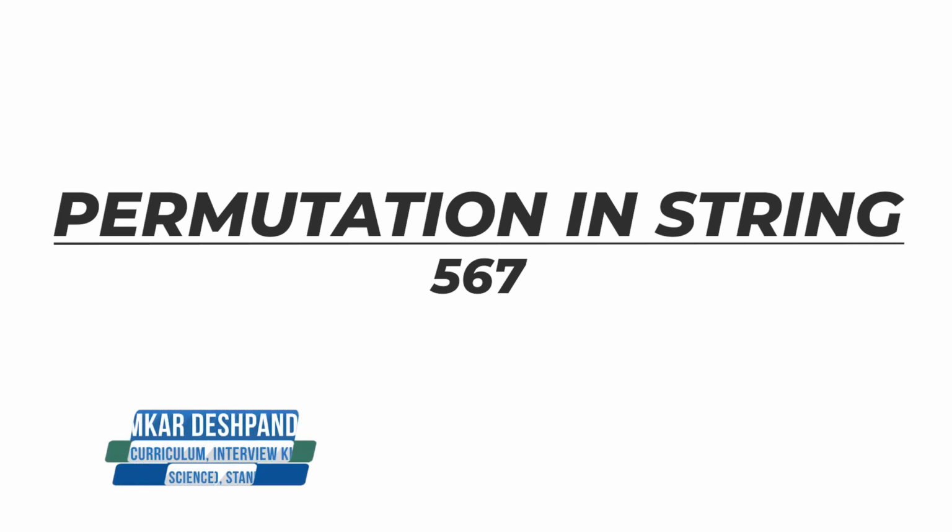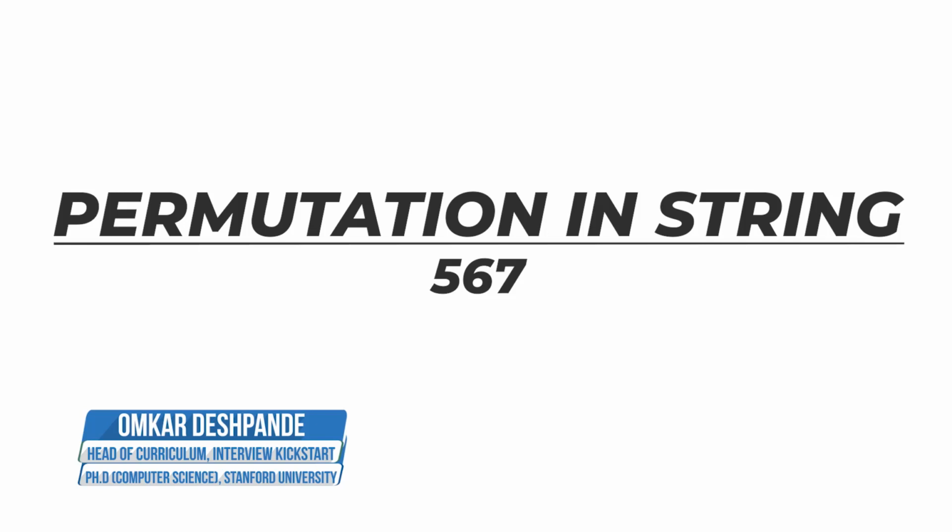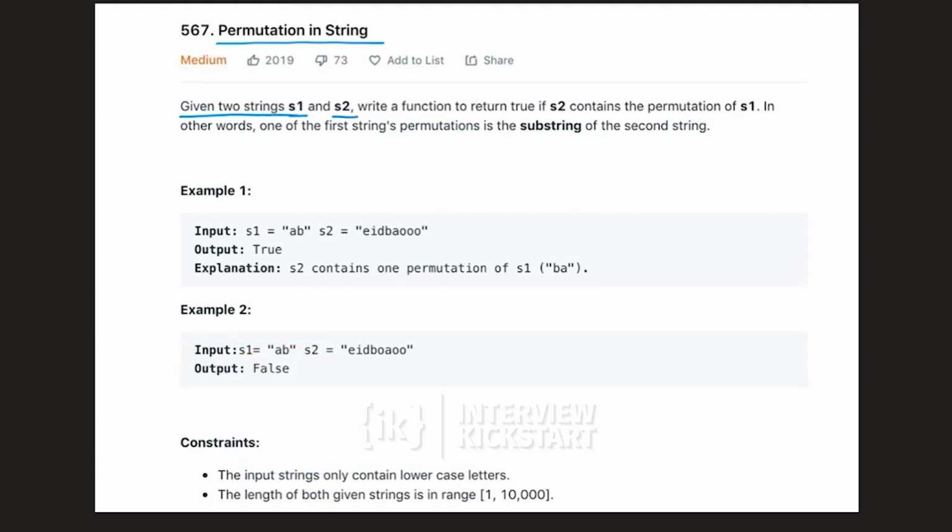So let's begin with this problem, which is titled Permutation in String. You are given two strings, S1 and S2, and you want to write a function to determine if S2 contains some permutation of S1. In other words, if any of S1's permutations is a substring of S2, then you need to return a true. Otherwise, you return a false.